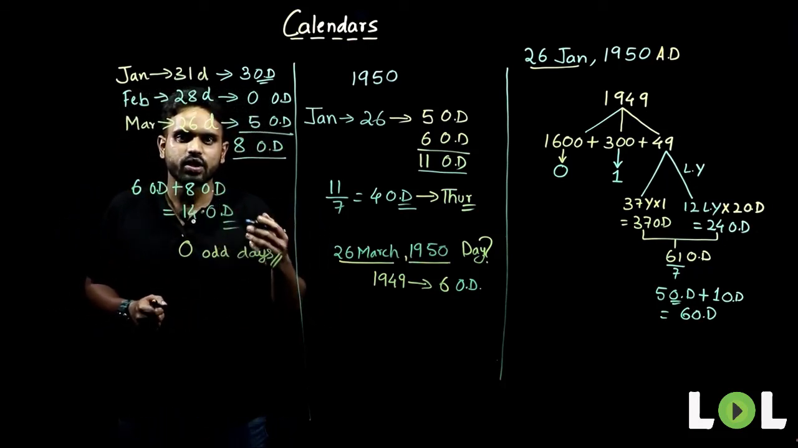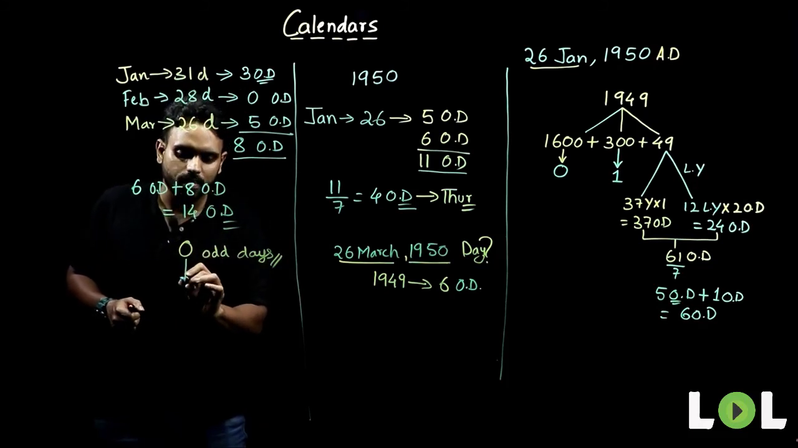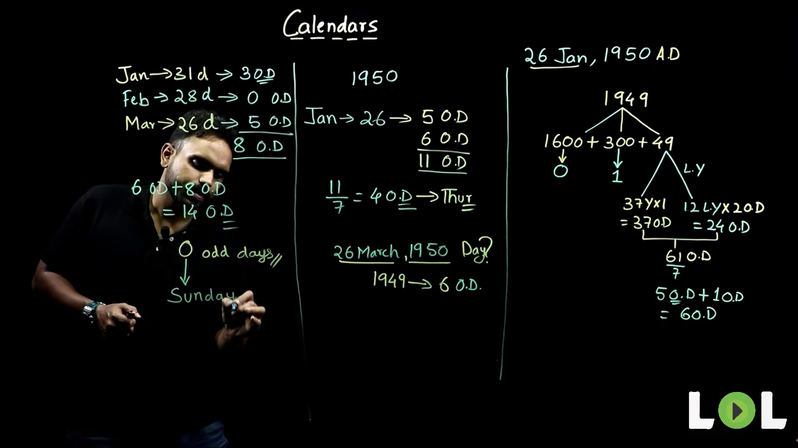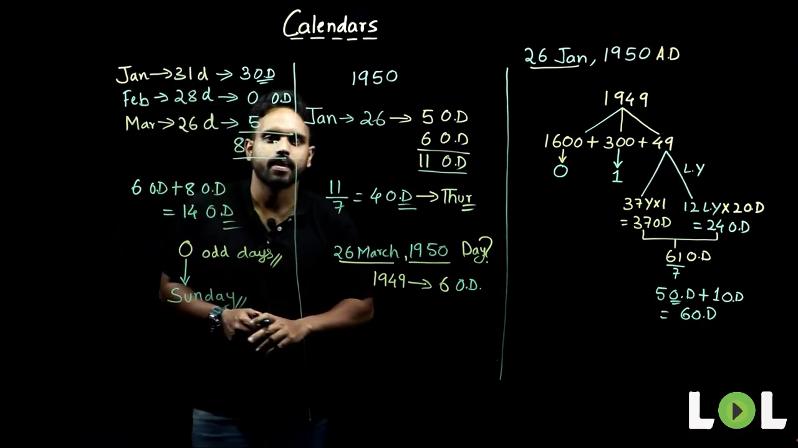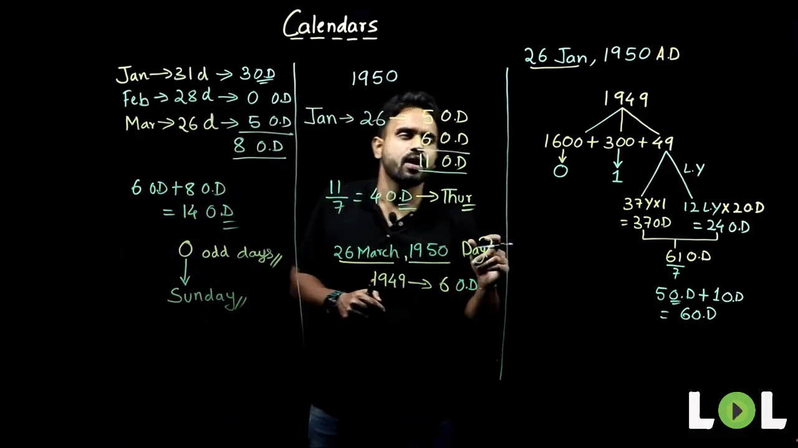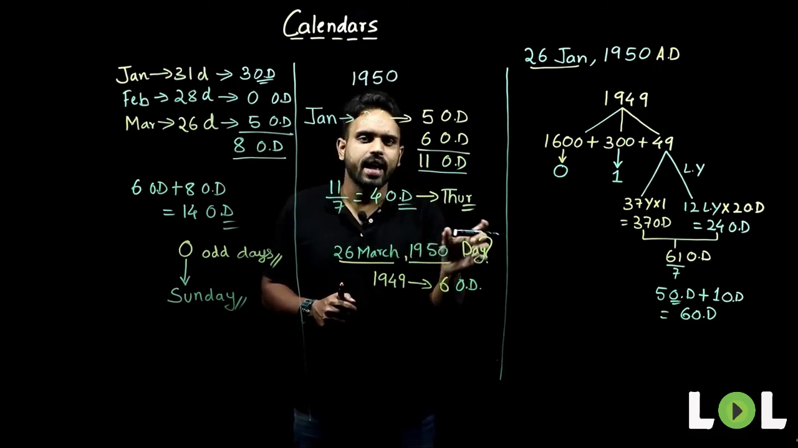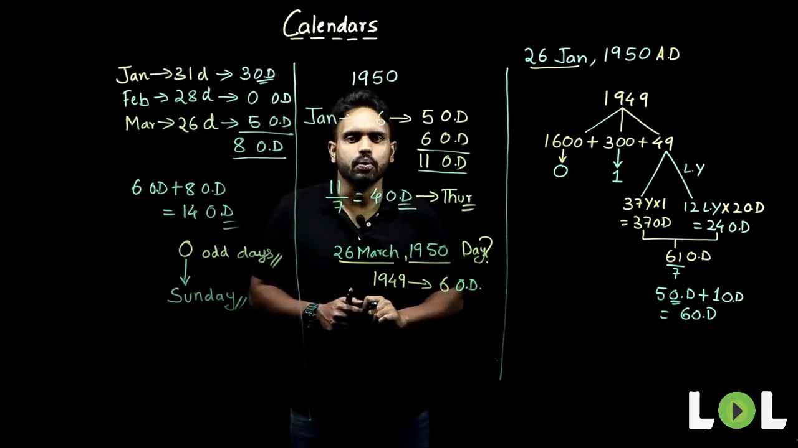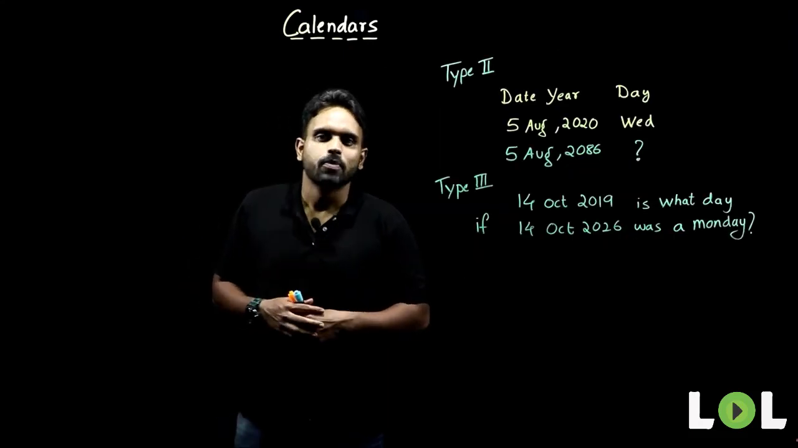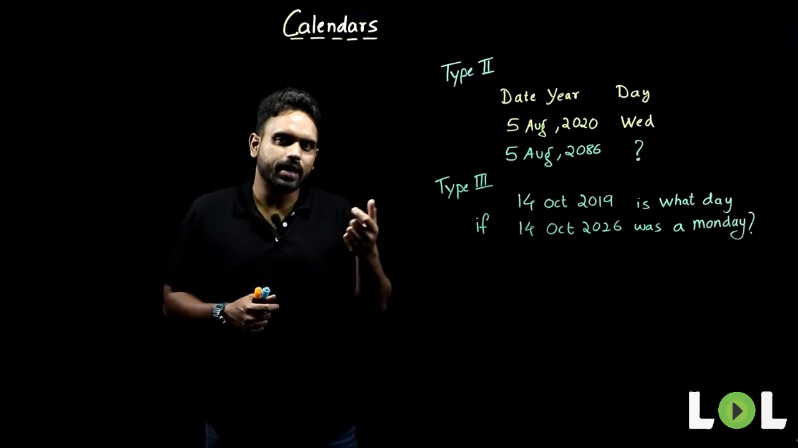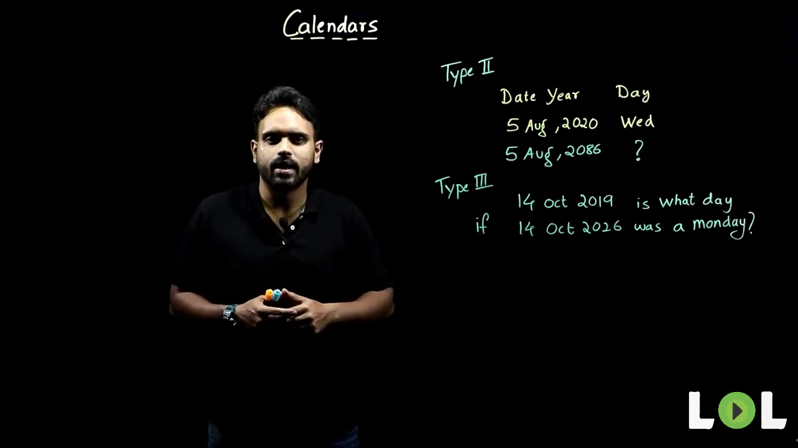If I have 0 odd days, which day of the week will it be? Monday is 1, Tuesday is 2. If I go that way, I told you to remember it. If I have 0 odd days, it will be Sunday. So this is the procedure you have to follow when you are asked to find a day and a date and year is given to you. So we are done with type 1 questions, where we will be given a date and a year and asked to find out a day.